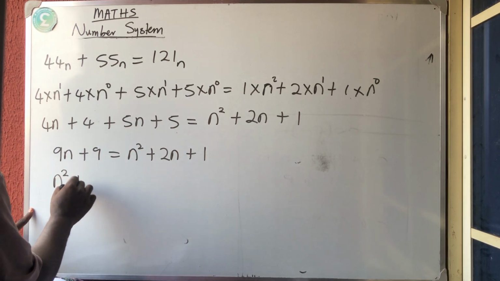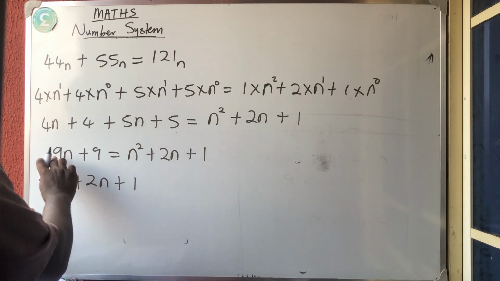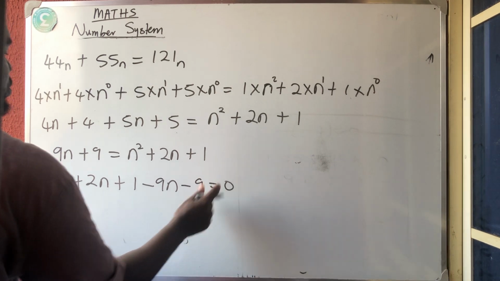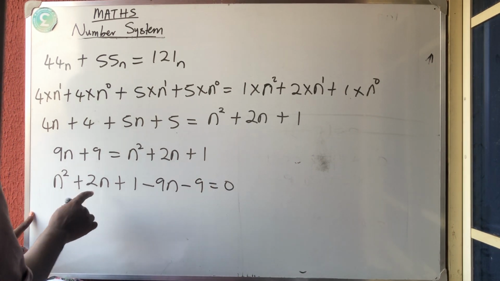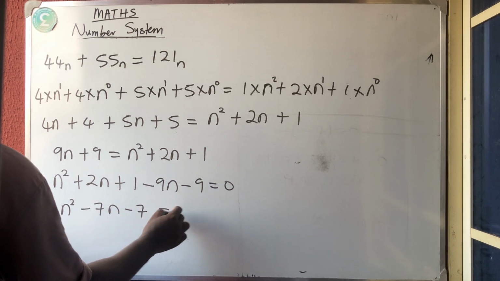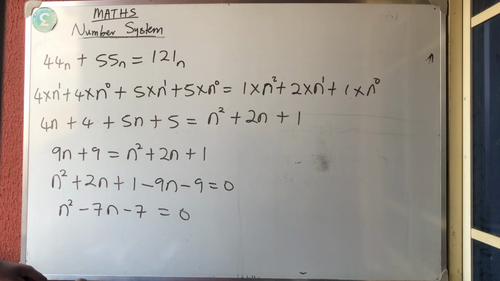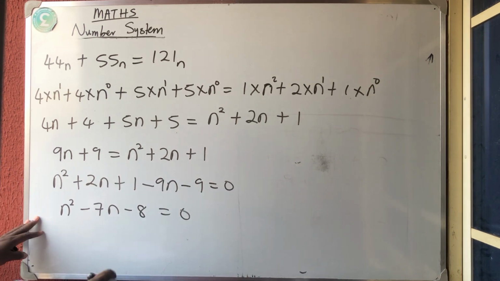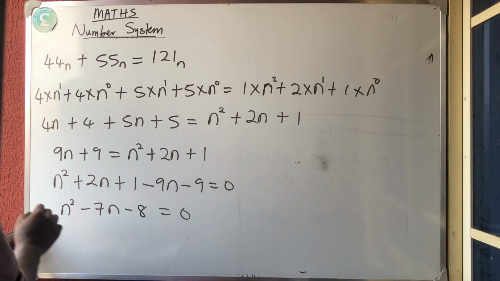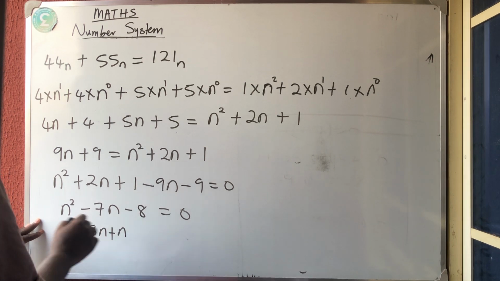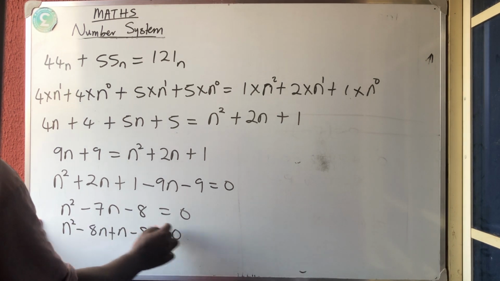So let me take everybody to this side. I'm having n squared plus 2n plus 1. This one cross, I'm having minus 9n. This one cross, I'm having minus 9 is equal to 0. So what do I have now? N squared, this and this will give you minus 7n. This and this will give you minus 8. Sorry, this and this is minus 8n. So this is n squared minus 8n plus 1 minus 9, which is n squared minus 8n minus 8, sorry, n squared minus 7n... is equal to 0. This is quadratic equation.